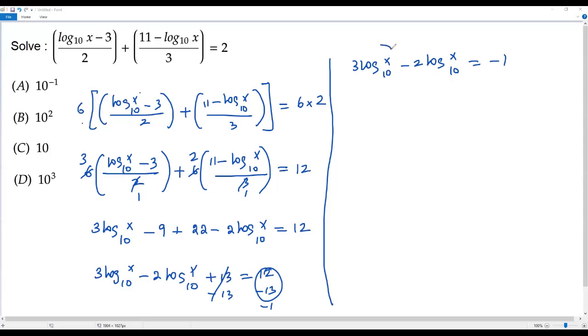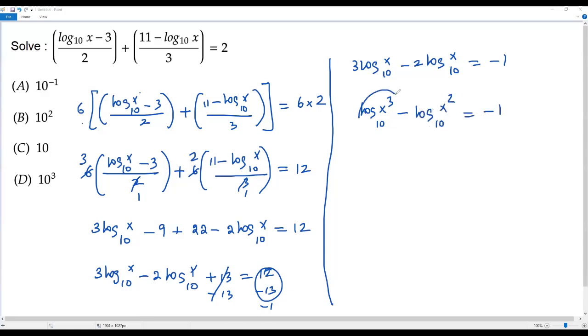Here we can use the power rule of logarithm. That is, whenever there is a number multiplied in front of a logarithm, it can be taken as the exponent for the argument x over here. Then I'll be getting log x cubed to the base 10. And the same thing, this 2 can be taken as the exponent for the argument x. Then I'll be getting negative log x squared to the base 10 equals negative 1.